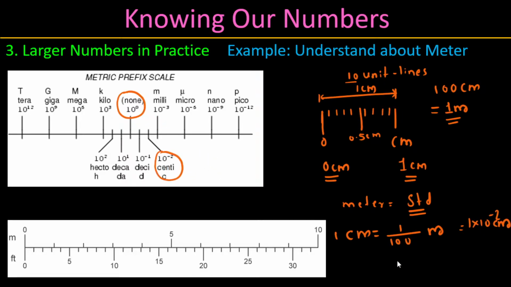And if you go a little more, 1 into 10 raised to minus 3, it will be like a millimeter. If you go with 6, it is a micrometer. If you go with 9, it is a nanometer. I'm going to tell you how exactly it is going to work out.